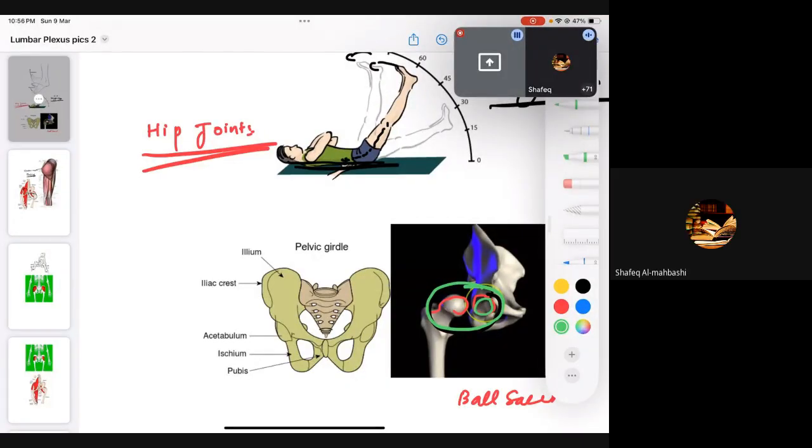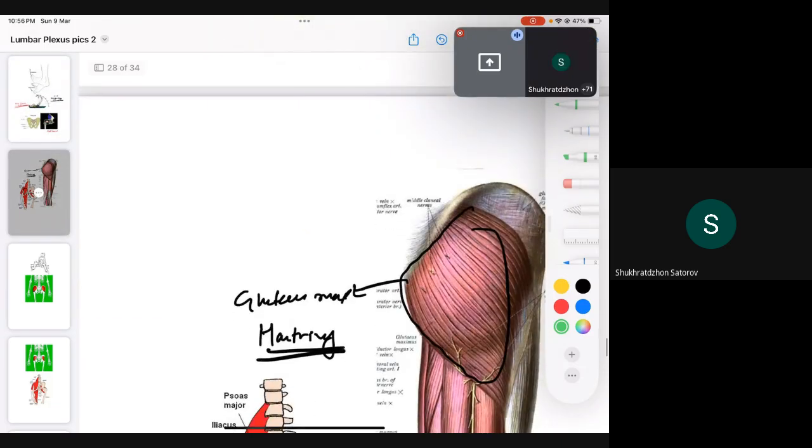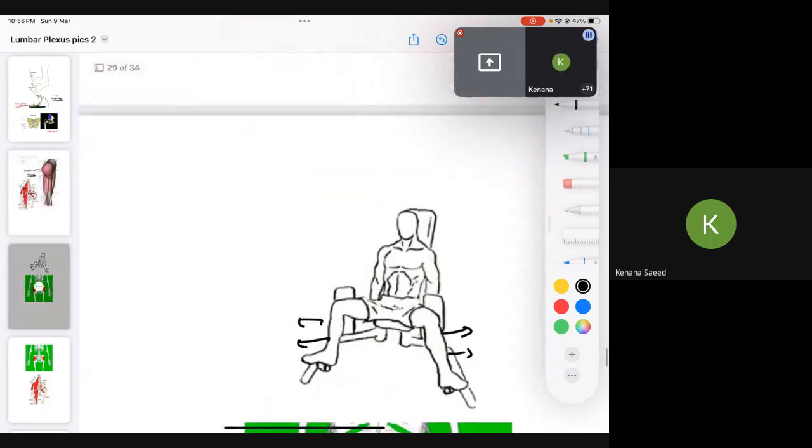Yes. What are your major hip flexors? We already discussed pectineus, sartorius, and iliopsoas, right? Yes, sir. Perfect. What are the major extensors? We discussed gluteus maximus, right? Gluteus maximus and hamstrings. Perfect. Okay, perfect. What are the abductors? Medius and minimus.